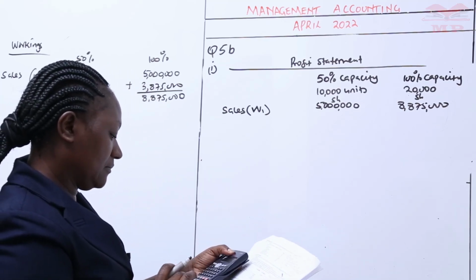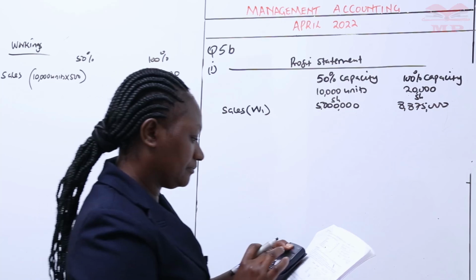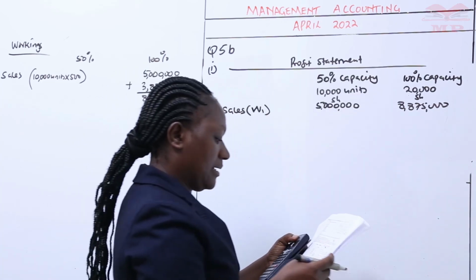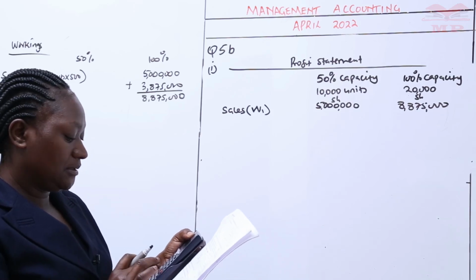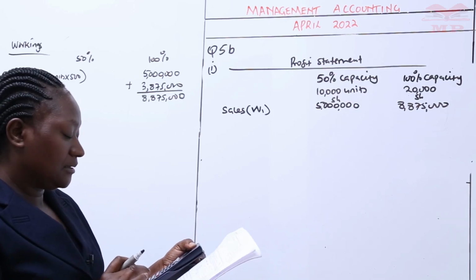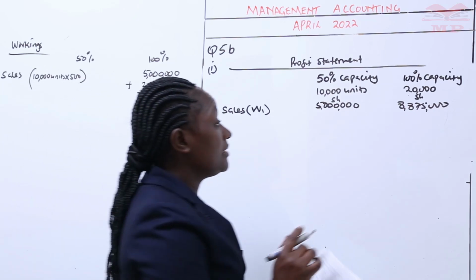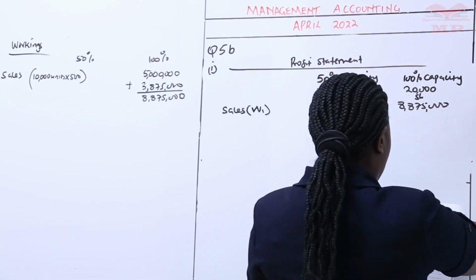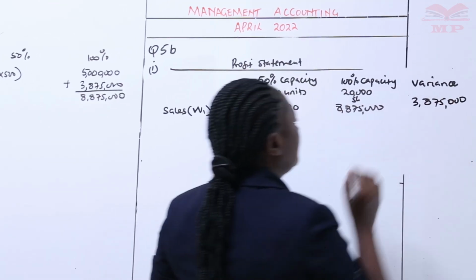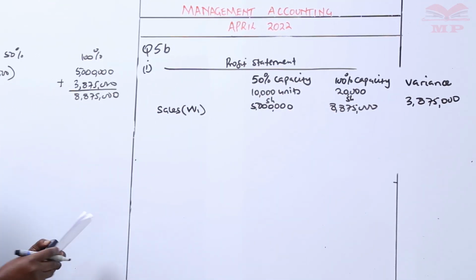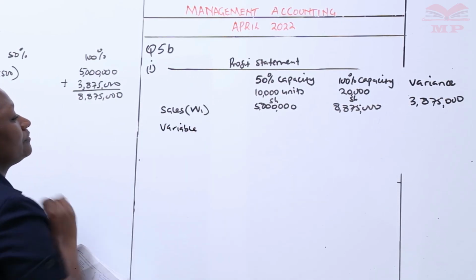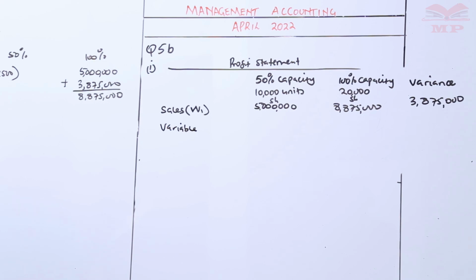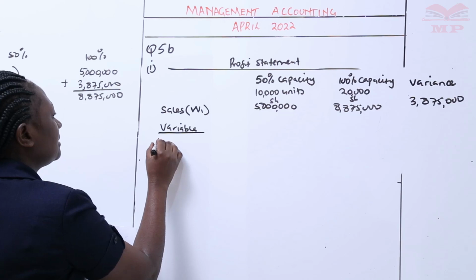We get the variance. The variance will be 8,875,000 minus 5,000,000. This is 3,875,000. That's the variance. Then we proceed on to variable costs. According to the table given, for the variable cost, under that we have direct materials.